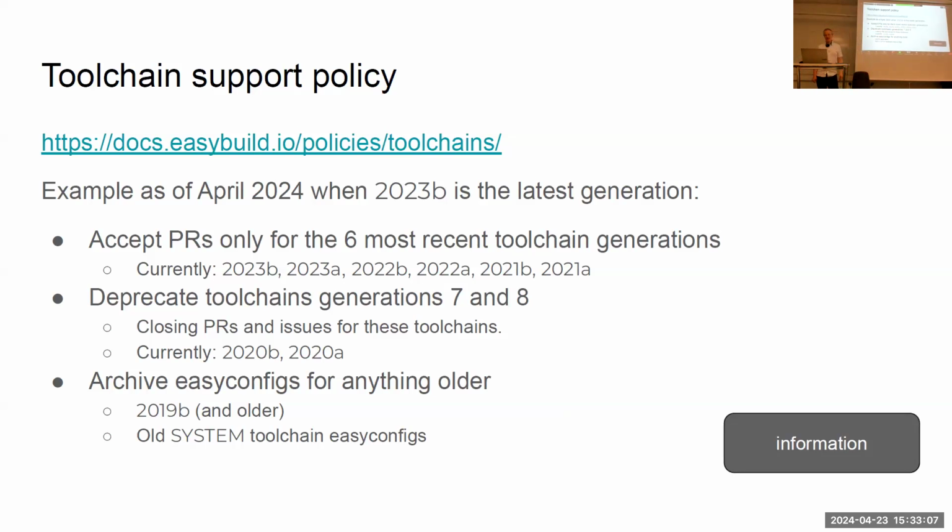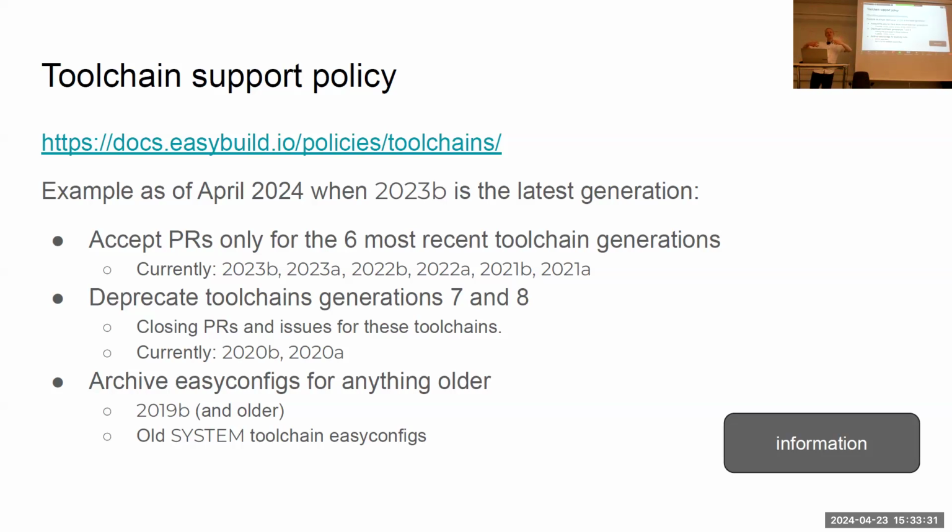We will then deprecate the next 2, so 7 and 8 toolchains back. At the moment, that will be 2020b and 2022a that would be deprecated. At that point, we will start closing PRs and issues for software related to those generations and archive anything older, 2019b and older. In EasyBuild 5, that means we have archived everything from the 2019b toolchain generation and older.